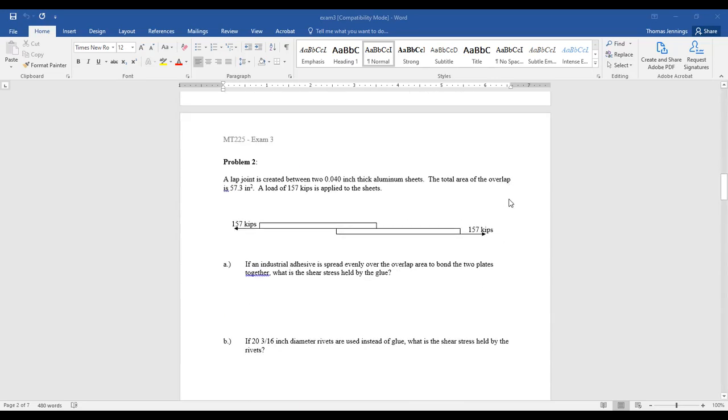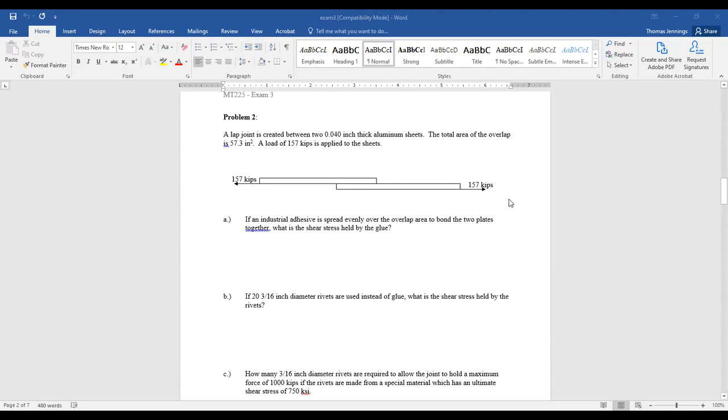Now, problem 2, all about shear stress. So shear stress, same basic equation. The force that we're applying spread out over the area that's resisting that force. The difference in shear is that we're cutting across the area rather than pulling the area apart.